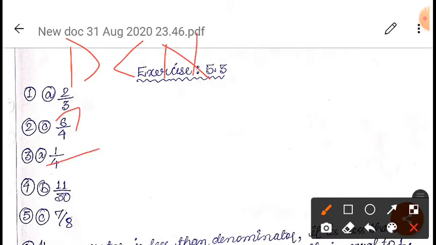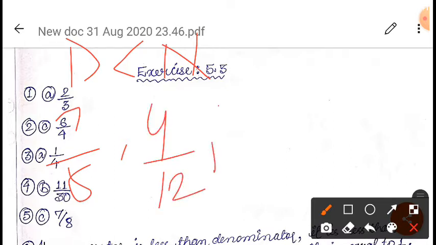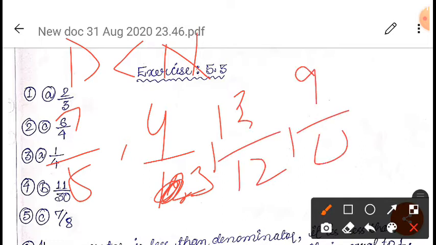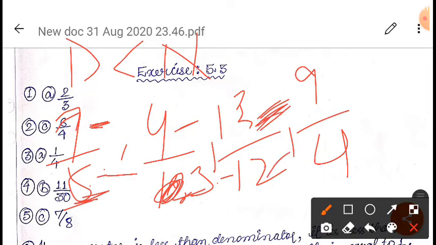Just like the examples 7 by 5, 4 by 3, 13 by 12, or you can write 9 by 4. Here you can see 7 is greater than 5, right? The numerator is greater than the denominator, so it is an improper fraction. Here also the numerator is greater than the denominator, so it is also improper. Here also the numerator is greater than the denominator, so it is an improper fraction. Here also the numerator is greater than the denominator, so it is an improper fraction.